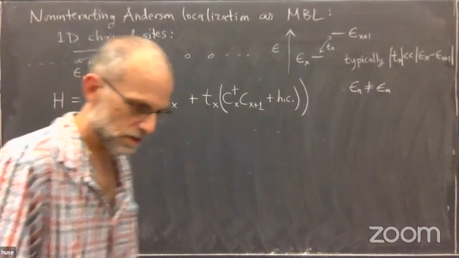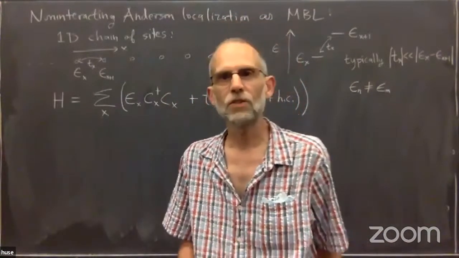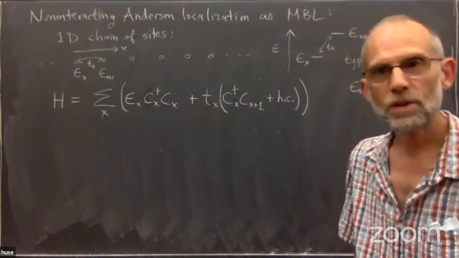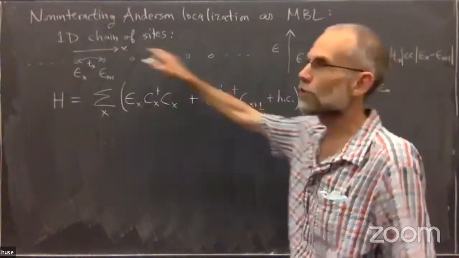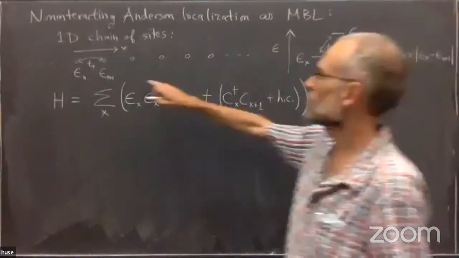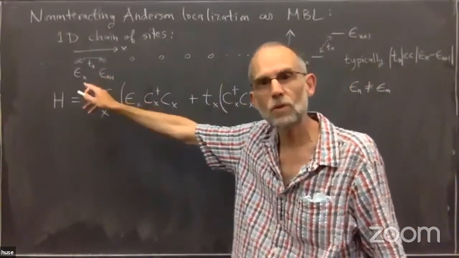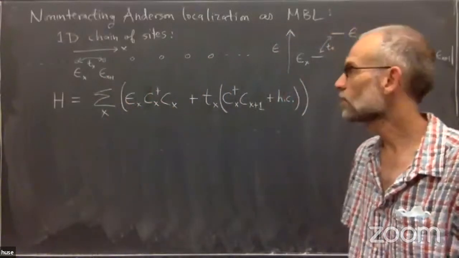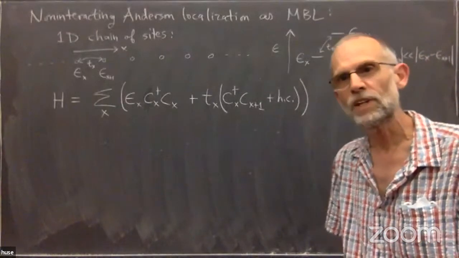You may have been told that an essential feature of Anderson localization is randomness, but that's not true. The essential feature is no translational invariance. These energies do not have to be random. They could be some other non-random sequence, like quasi-periodic, and you have Anderson localization. So Anderson localization does not require randomness.